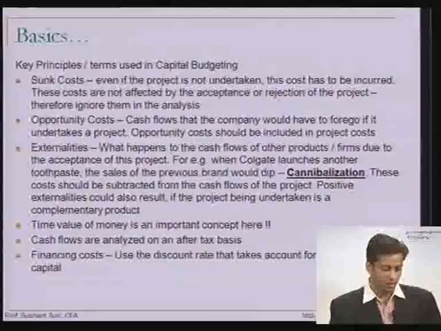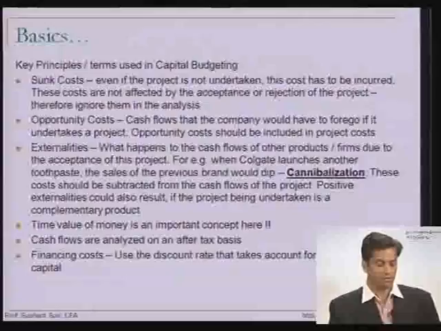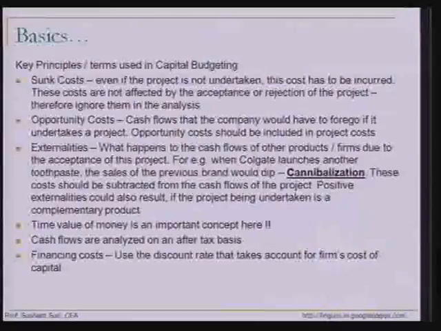Now, one thing which has to be always ensured is this is not accounting. What we are talking about is purely cash flows. So depreciation is not what you will consider. Obviously your taxes will be deducted. So all your cash flow analysis are on an after-tax basis.